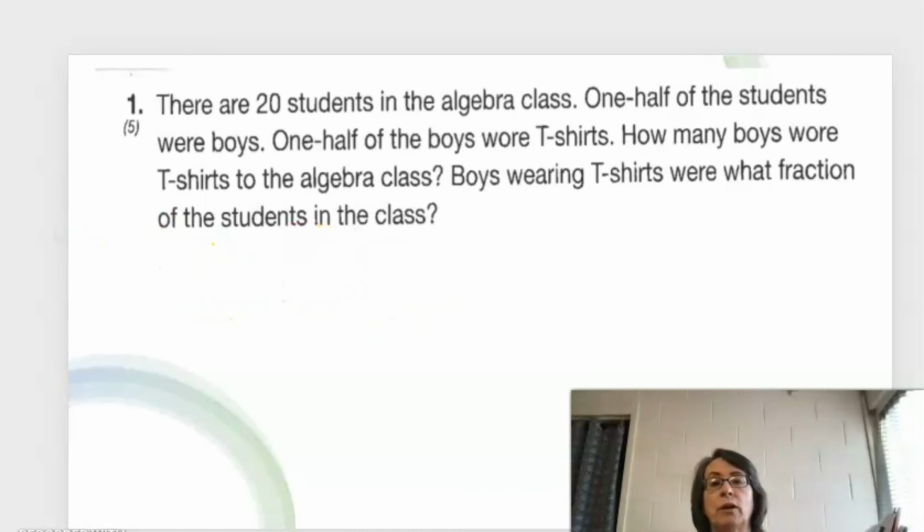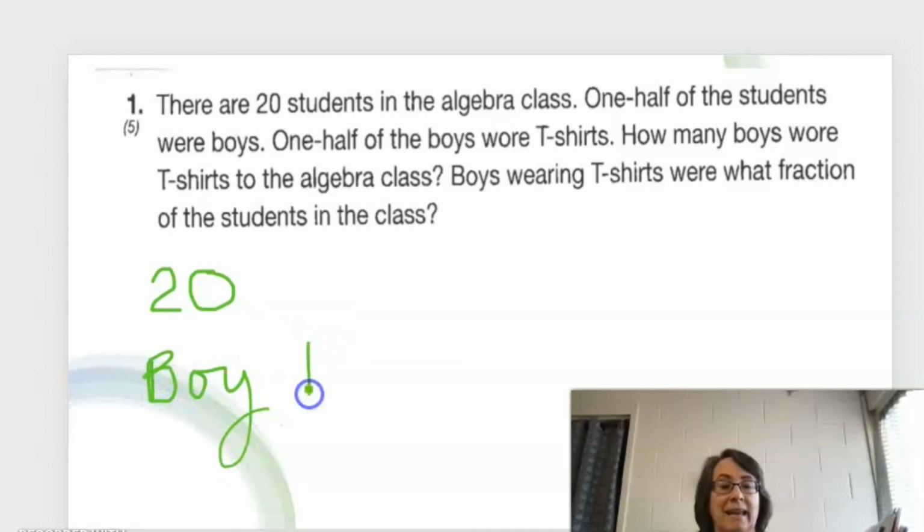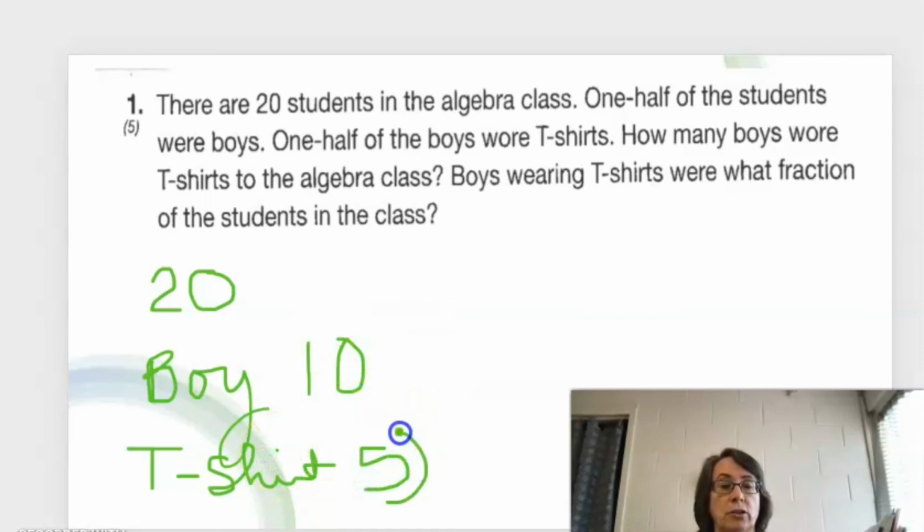So there were 20 students altogether. Okay, so 20 students were in the algebra class. 1/2 of the students were boys. So that means that boys were 10. Okay, and then 1/2 of the boys wore t-shirts. So boys wearing t-shirts were half, so that would be 5. How many boys wore t-shirts? So that's 5.